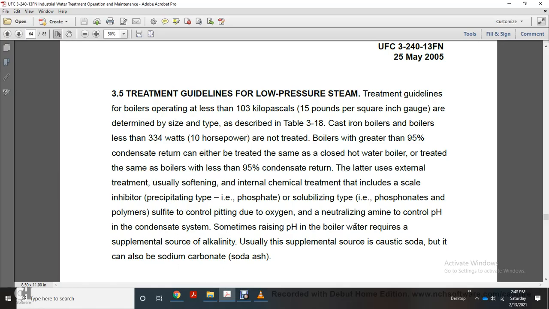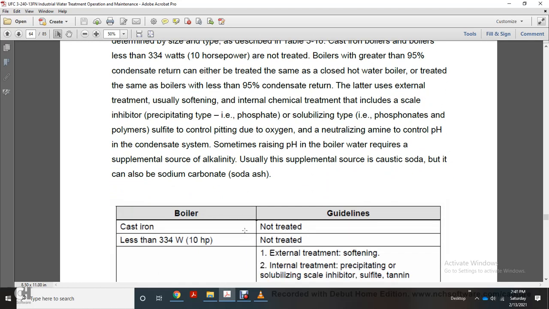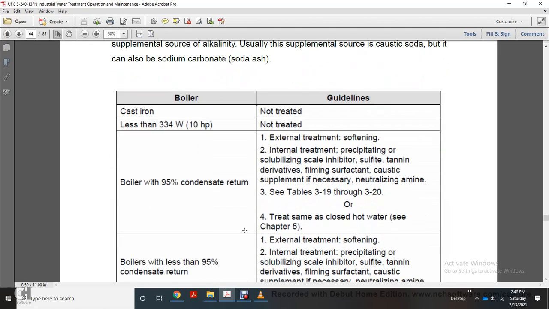Sometimes the pH of the boiler requires a supplemental source of alkalinity, usually caustic soda, but it can also be sodium carbonate or soda ash. Boiler water guidelines.